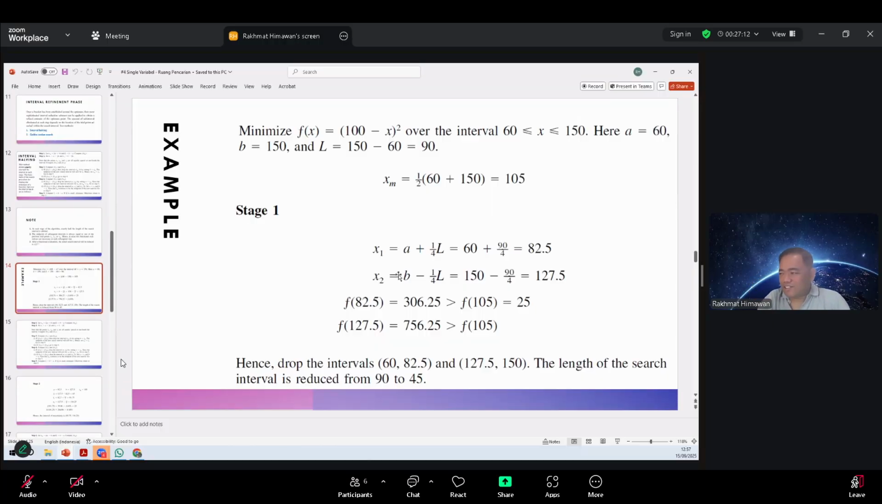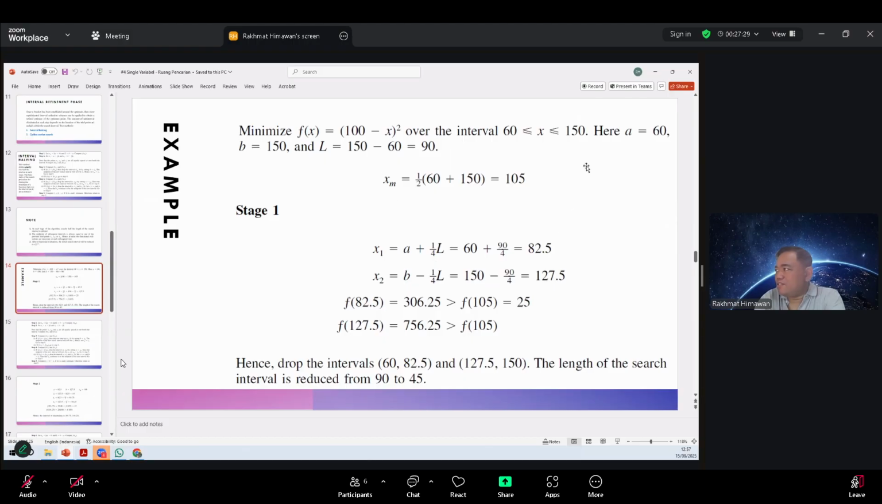Everything clear in this stage? Okay, hope it's clear, yeah? Okay, now we want to continue.